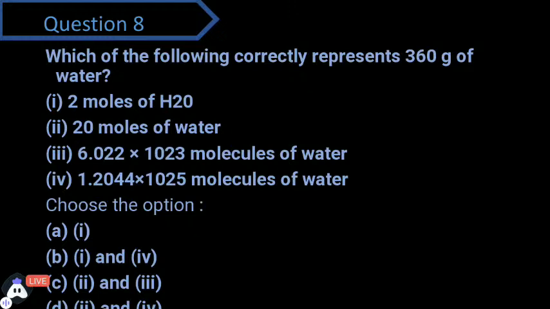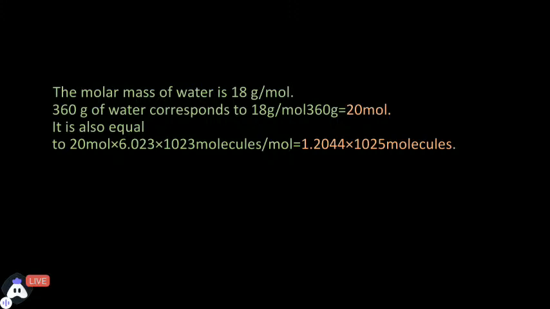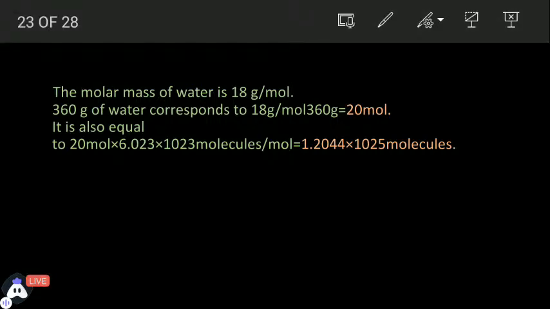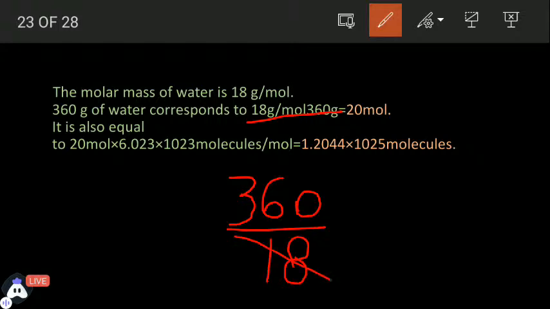I hope you all know how to calculate number of moles. Mass in gram is given to you in the question. The given mass is 360 grams. Yes, very good students. The molar mass of water, we have already calculated, is 18. So 360 gram of water corresponds to 20 mole. How can we solve it? It is 360 divided by 18.